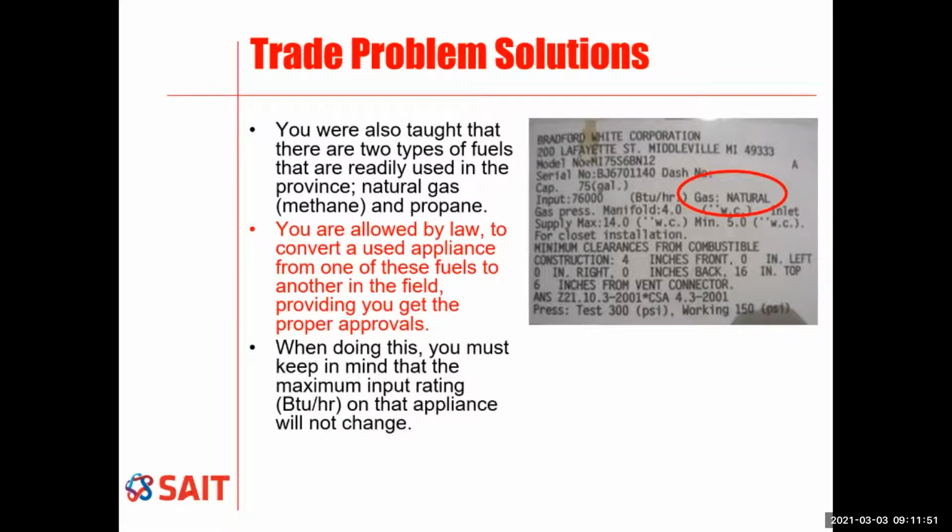So listen, we're allowed by law, you and I, as gas fitters, to convert an appliance from one fuel to the other. But we also want to get approval for that. And the approval is from the authority having jurisdiction. Okay, so it's a safety codes thing. It is an inspection thing. So when we do convert any appliance, that specific input value never changes.